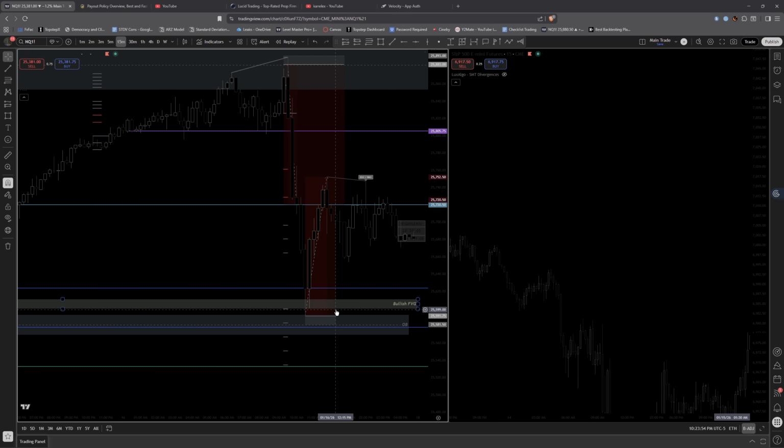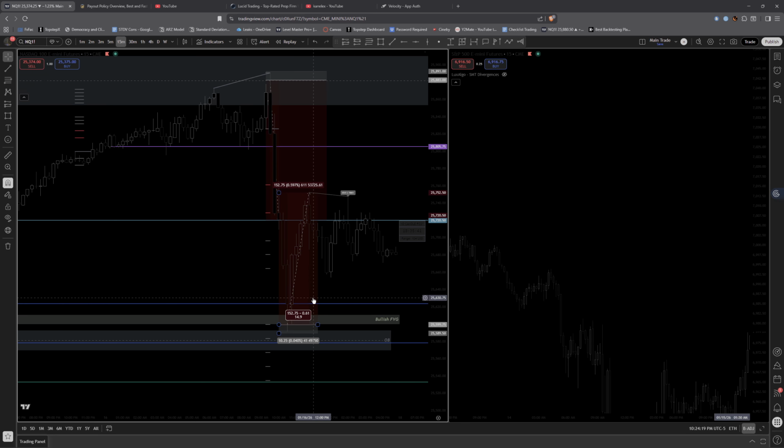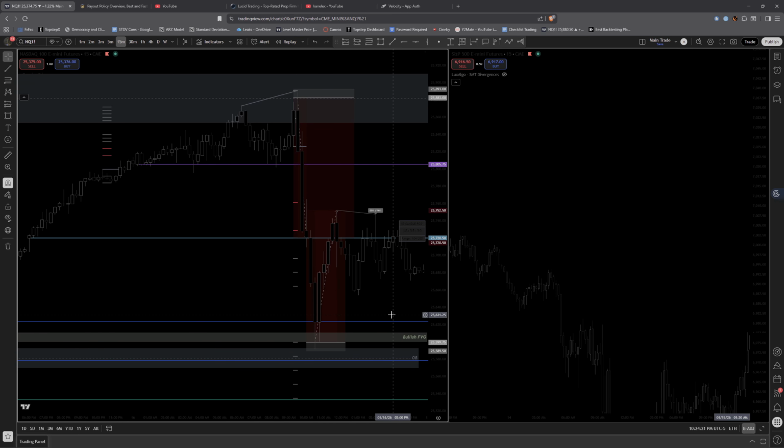So I just limited at -3.5. You could have limited the OB, which was honestly better, and I would have limited at the OB, but I entered at -3.5. Had a 15-point stop, no, 10-point stop, sorry. 10-point stop, and it just delivered 150 points.